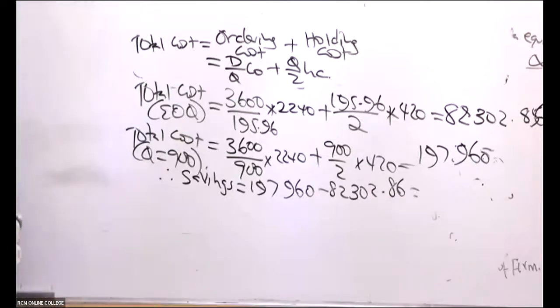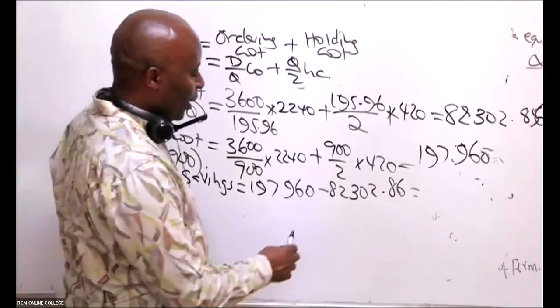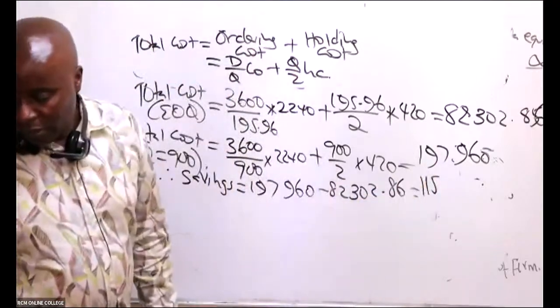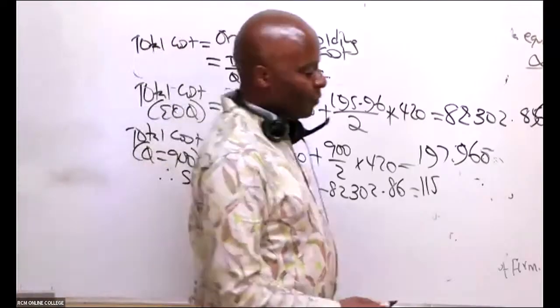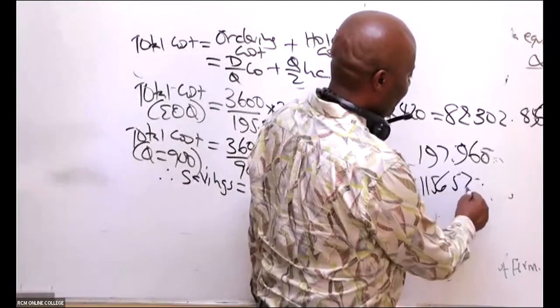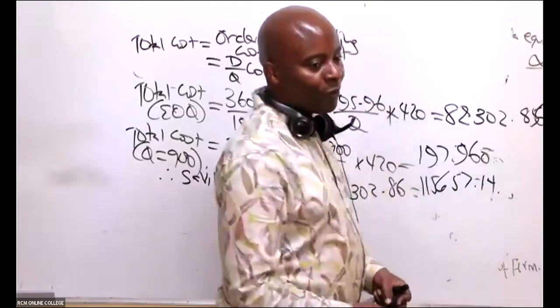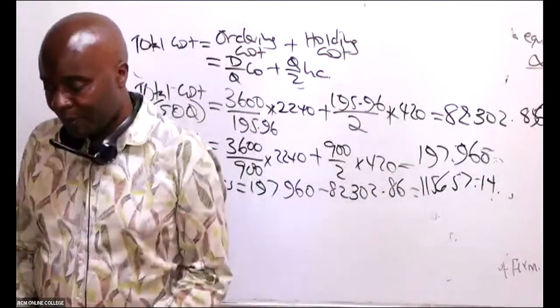So according to Ken, we are getting what here, somebody? 115,655. 657.1 or 0.14.